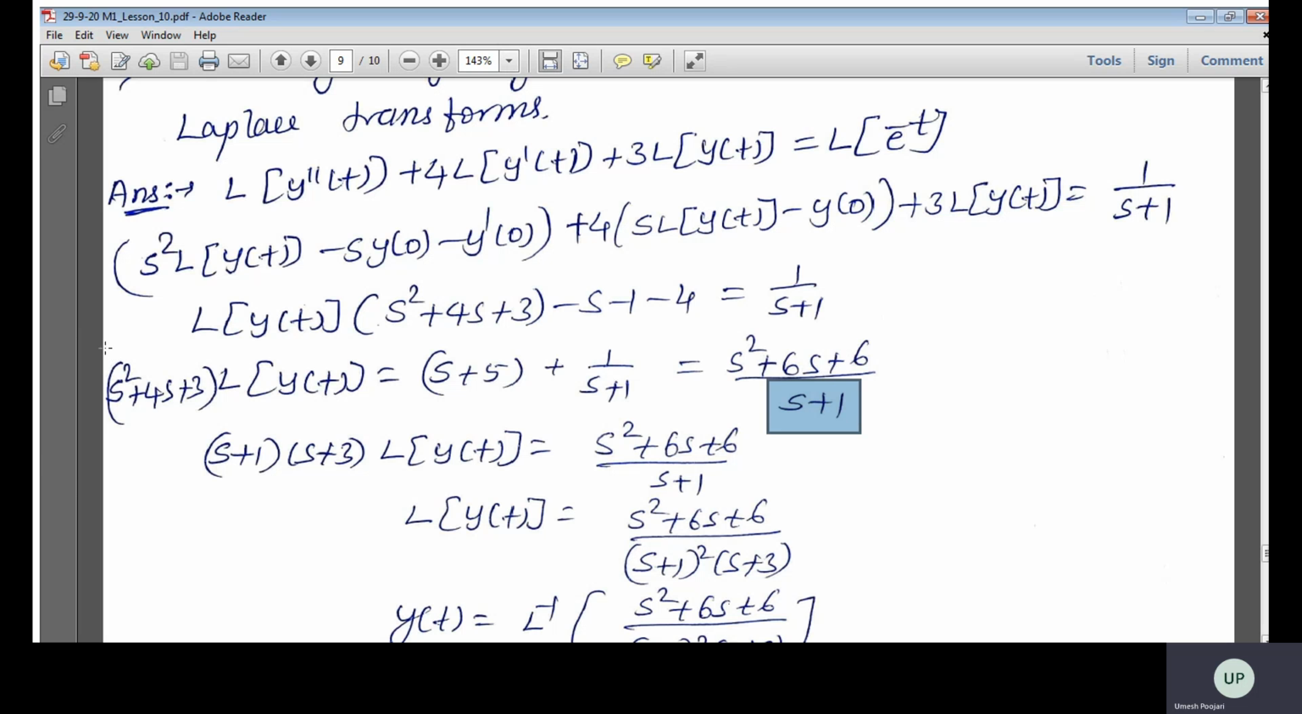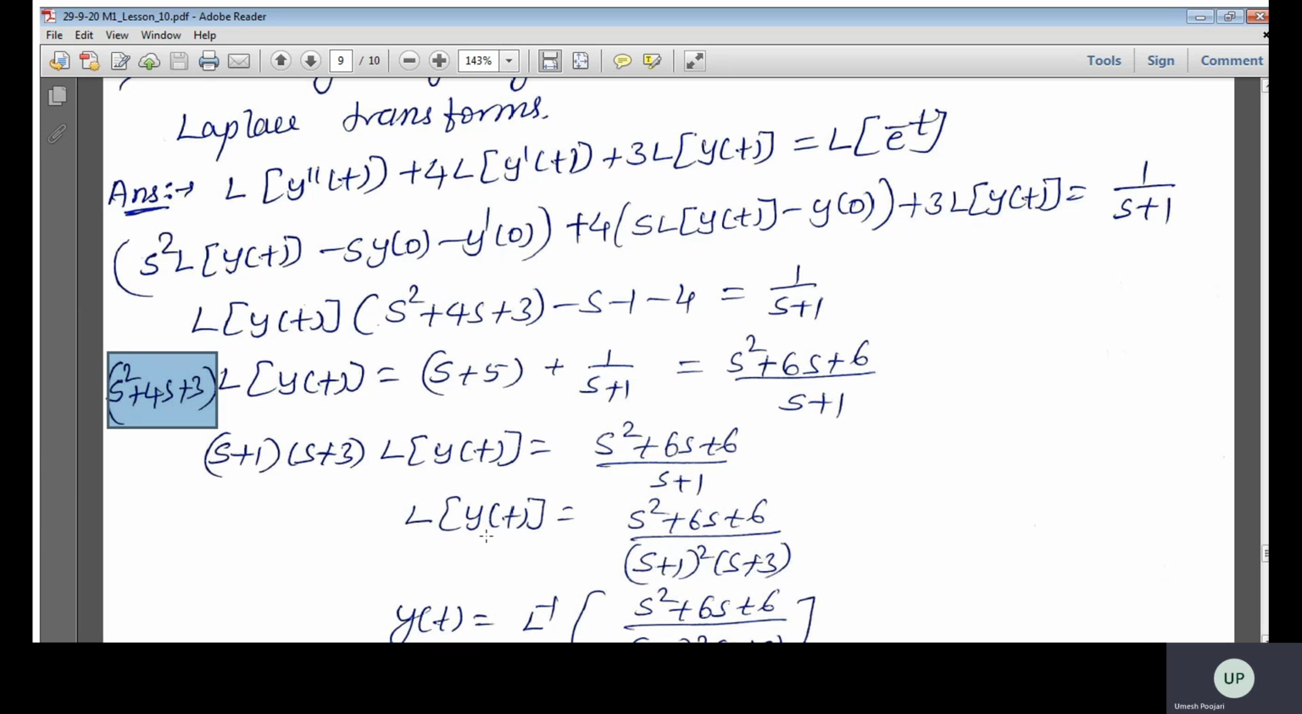Now you can see here on the left hand side s² + 4s + 3 is a quadratic equation. We can factorize this term as (s + 1) into (s + 3) into L of y of t, equal to (s² + 6s + 6) divided by (s + 1).